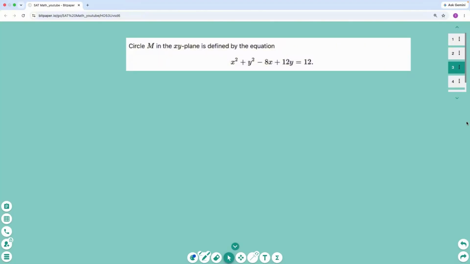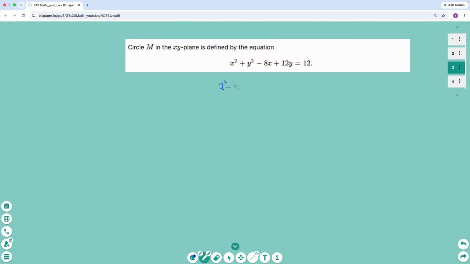So let's put the x variables next to each other and y variables next to each other. x² − 8x + y² + 12y = 12. We need to complete the square. Half of 8 is 4. We're going to add 4² on both sides. Half of 12 is 6. We're going to add 6² on both sides.